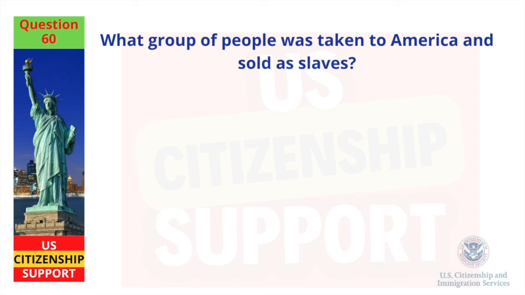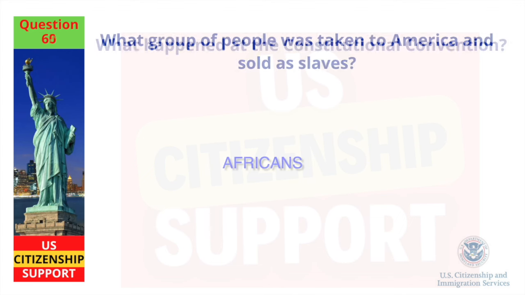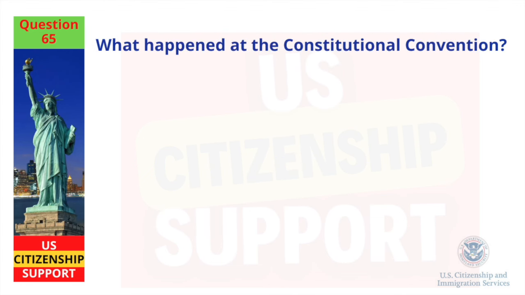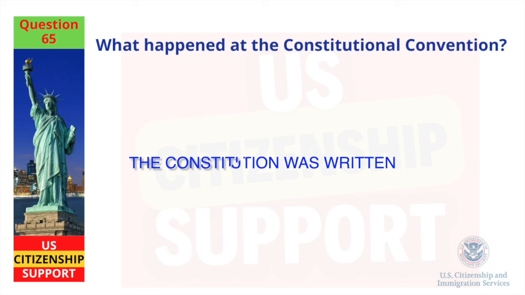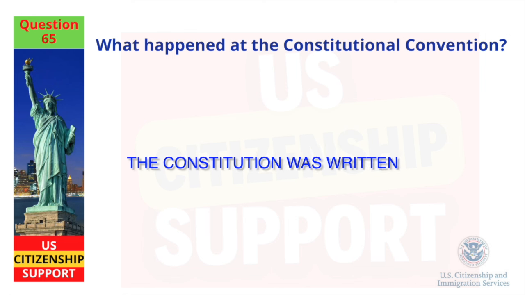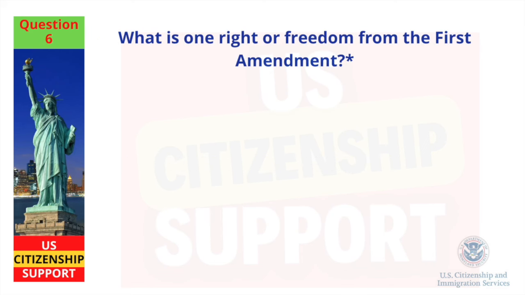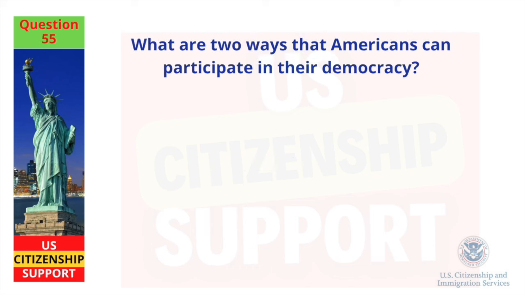What group of people was taken to America and sold as slaves? What happened at the Constitutional Convention? What is one right or freedom from the First Amendment? What are two ways that Americans can participate in their democracy?